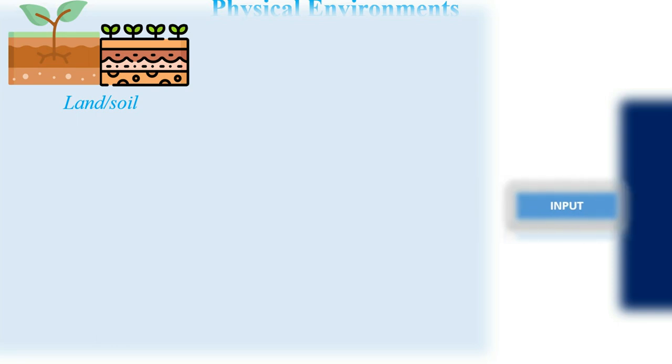So we need to understand the type of soil that we have so that we can produce the food for the cattle, or we need to know the type of plants that grow in that type of soil, if they are okay for the livestock that we are about to keep. So that's one of the physical environments.